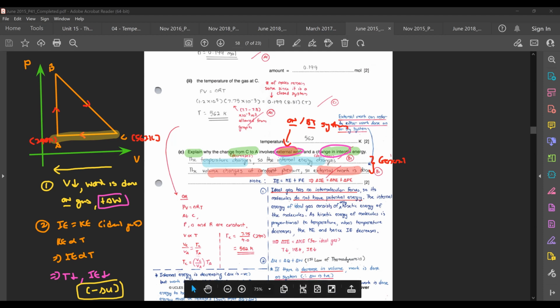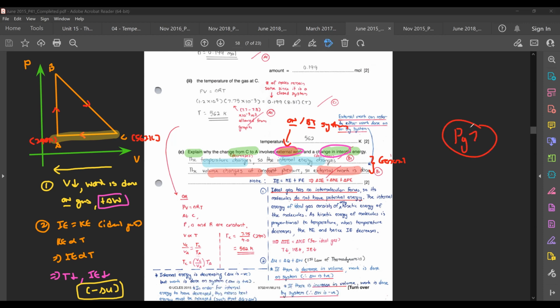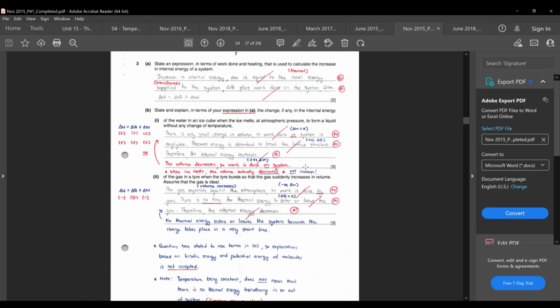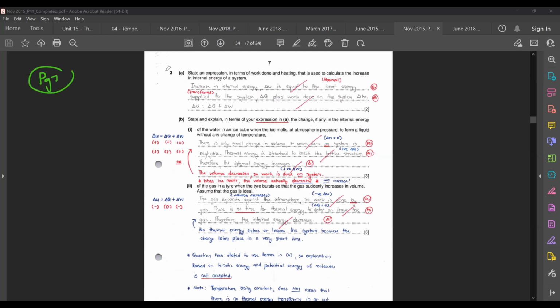Okay, then next question that you can have a look at is probably page 7. Okay, so next question is page 7. If you just have a look at page 7, state an expression in terms of work done in heating that is used to calculate the increase in internal energy of a system. This is actually referring to your thermodynamic first law. You just need to say that the increase in internal energy is equal to heat energy supplied to system plus work done on system. That's all.